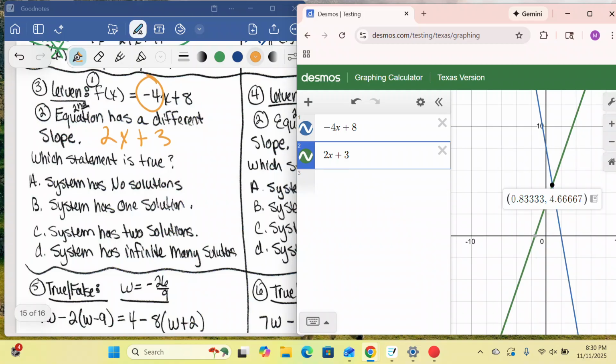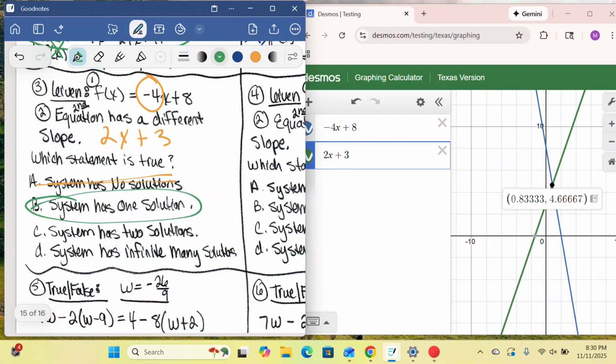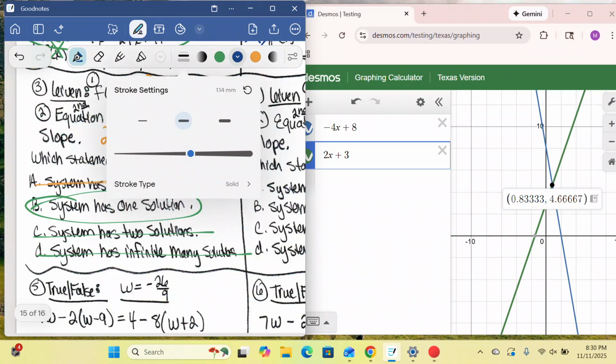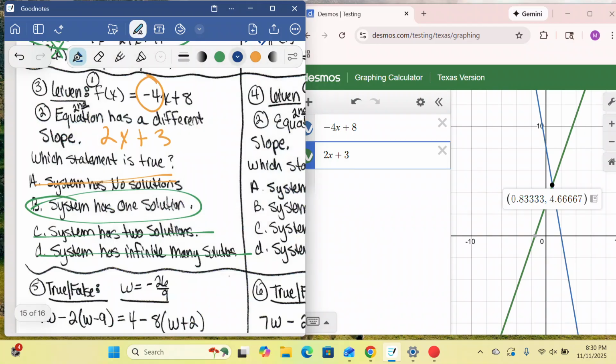So which statement is true? The system has no solutions. That's incorrect. Why? Because it does have one solution. The system has one solution. It crosses at one point. This is the answer. The system has two solutions. Doesn't have two solutions. That is incorrect. And the system has infinite many solutions. That is incorrect. So once again, we are looking at that and we are making sure that it is correct. So the system only has one solution.